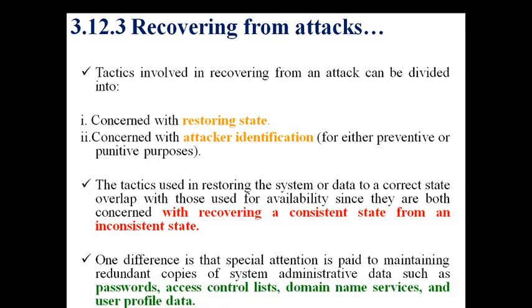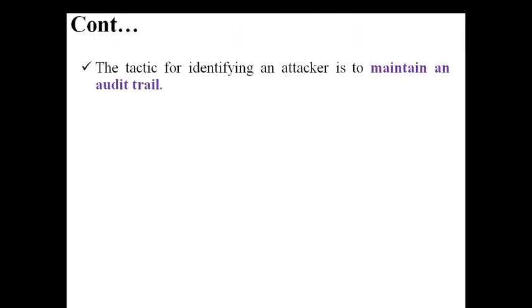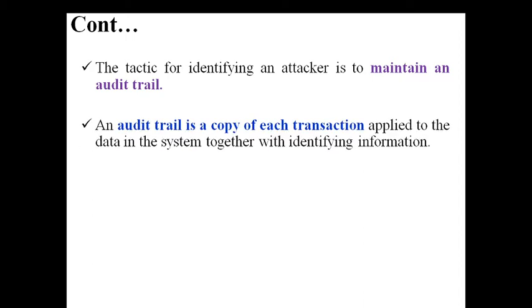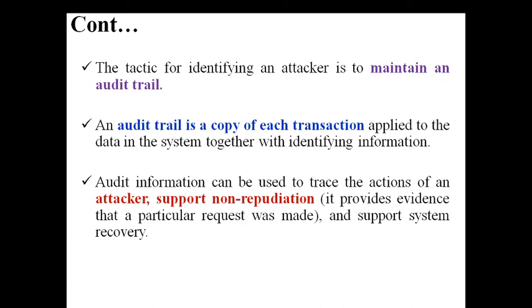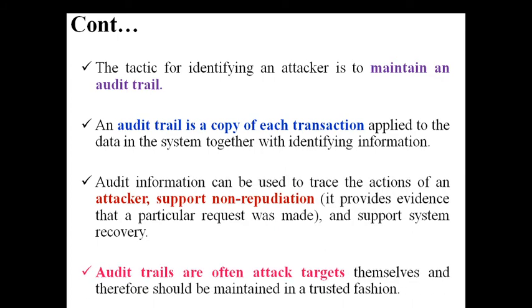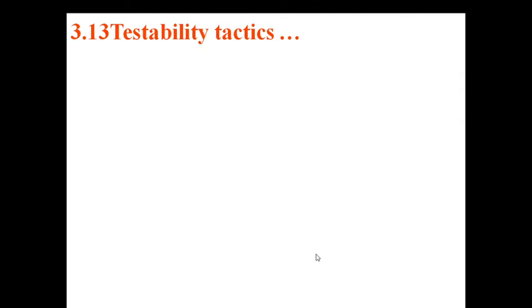Okay, next. The tactic for identifying the attacker is to maintain an audit trail. Who is logging in, what type of data they are going to use, who modified the data. All these things we have to maintain as audit trails. Audit trails are often attack targets themselves and therefore should be maintained in a trusted fashion. So that is about the security tactics, and coming to the testability tactics.